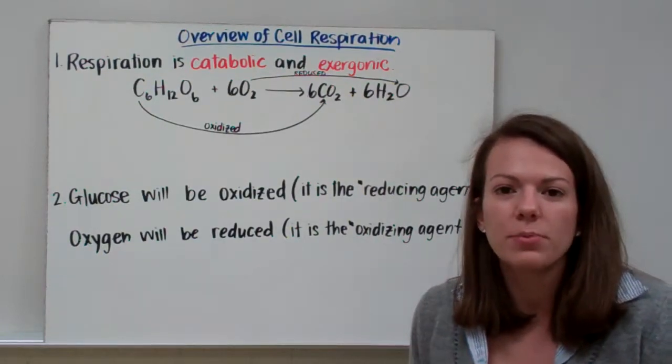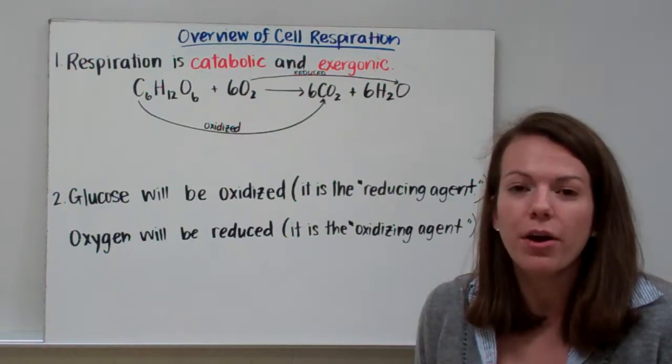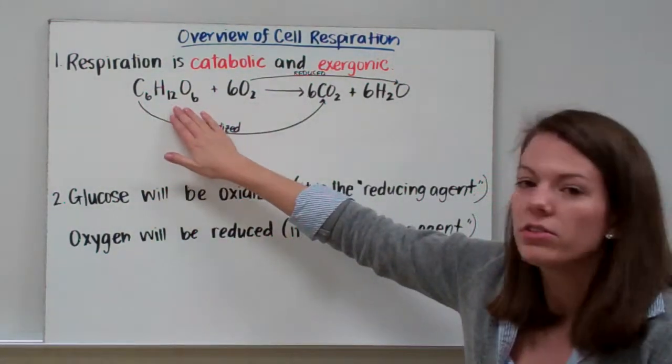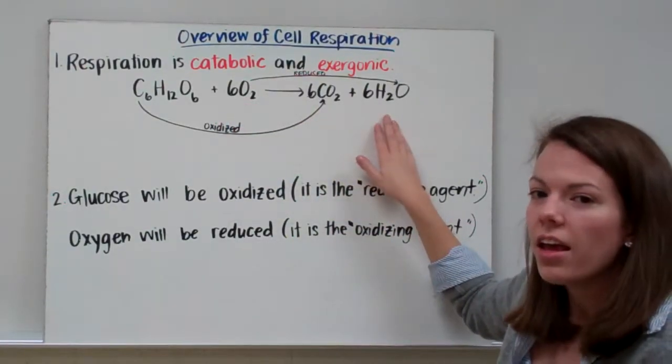When we discuss cell respiration in cells, usually we use glucose as the macromolecule that we're breaking down. So we're starting with glucose. In the presence of molecular oxygen, we release carbon dioxide and water.